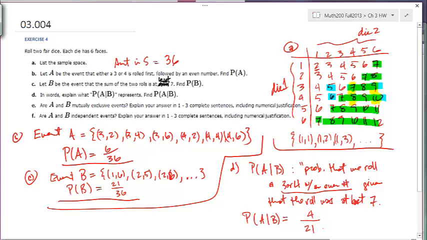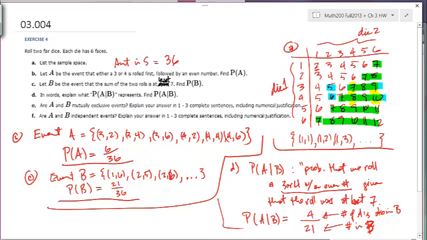So out of all the number in B, event B, and this is the number of event A's that live in, that are also in B. So that is what we want to look for. And so it's 4 out of 21. Okay.